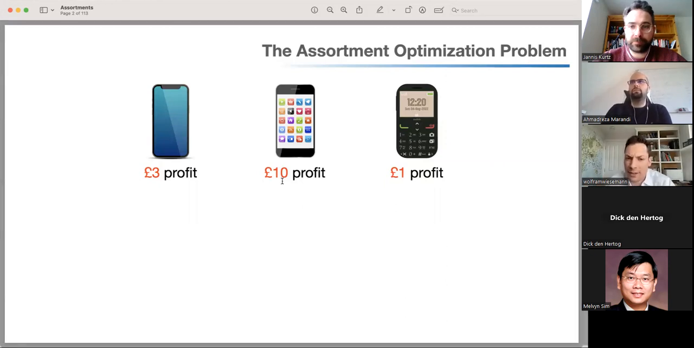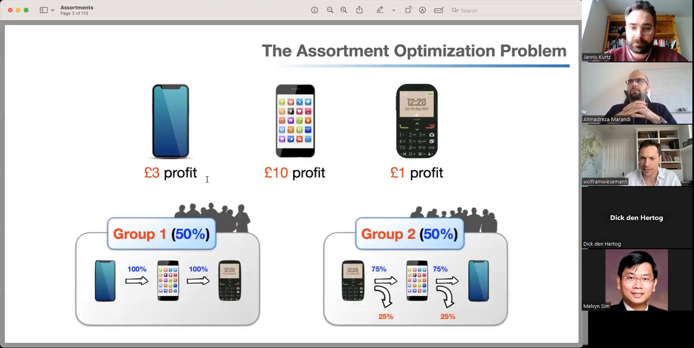Imagine we have a universe of 3 products, those 3 phones shown here. And we are now given the task to find an assortment out of exactly 2 of these 3 phones so as to maximize expected profits, where the expectation is taken with respect to the uncertain behavior of our customers.